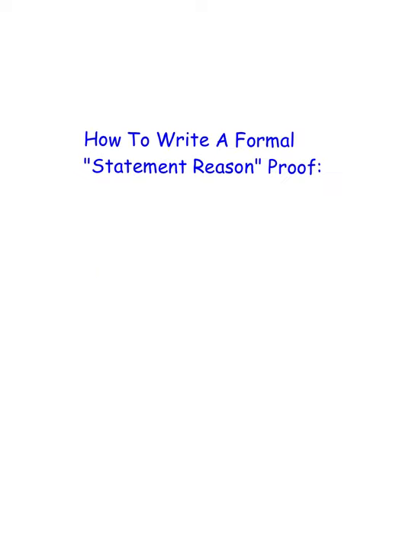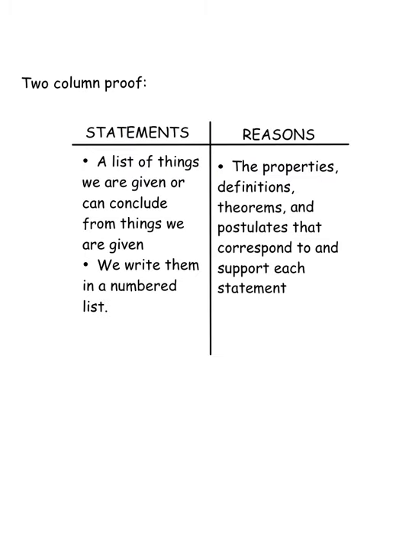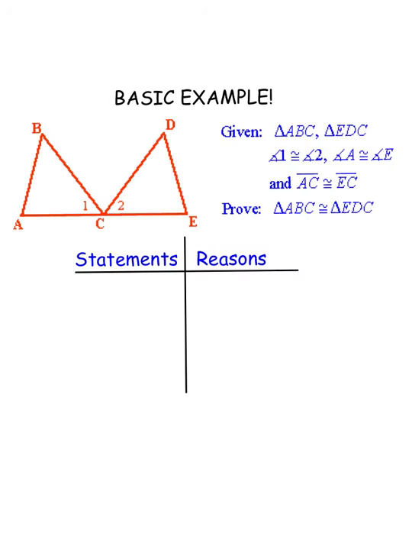Now we're going to learn how to write a formal statement, reason, proof. To do that, it's called a 2-column proof. We title the left side with statements, which is a list of things we are given or can conclude from things we are given. We write them in a numbered list. Then on the reasons, on the right column, we're going to use properties, definitions, theorems, and postulates that correspond to and support each statement. So a basic example for a statement, reason, proof.